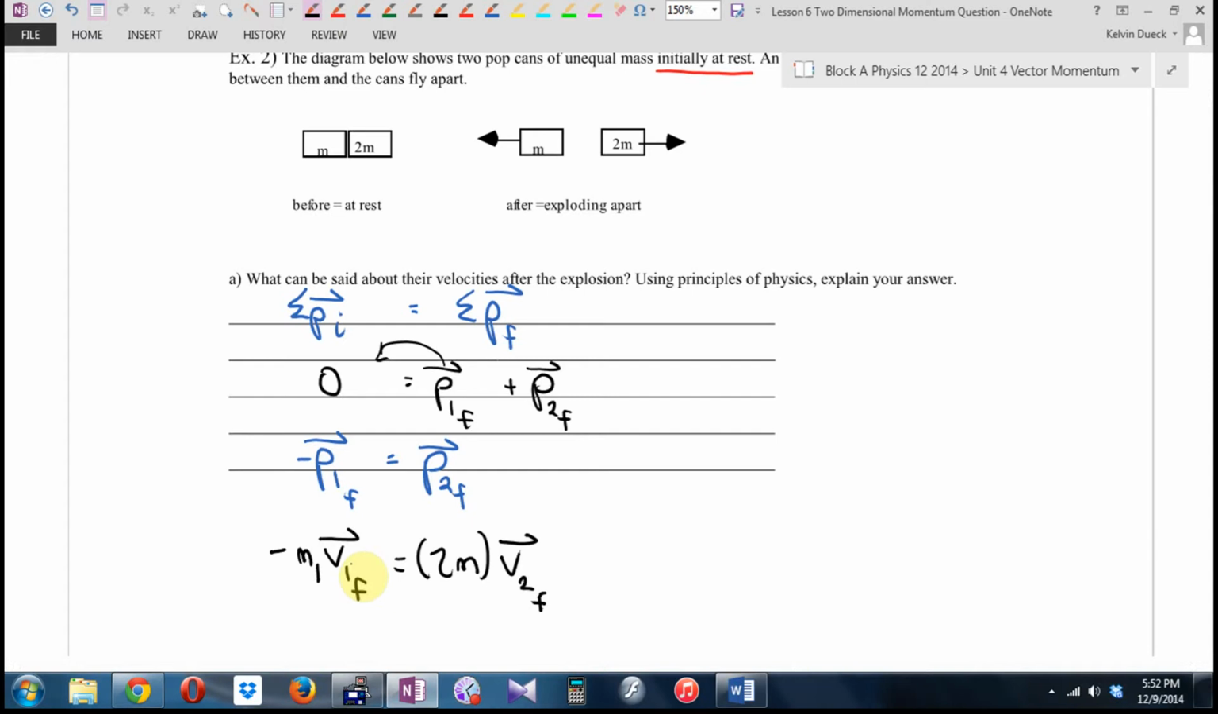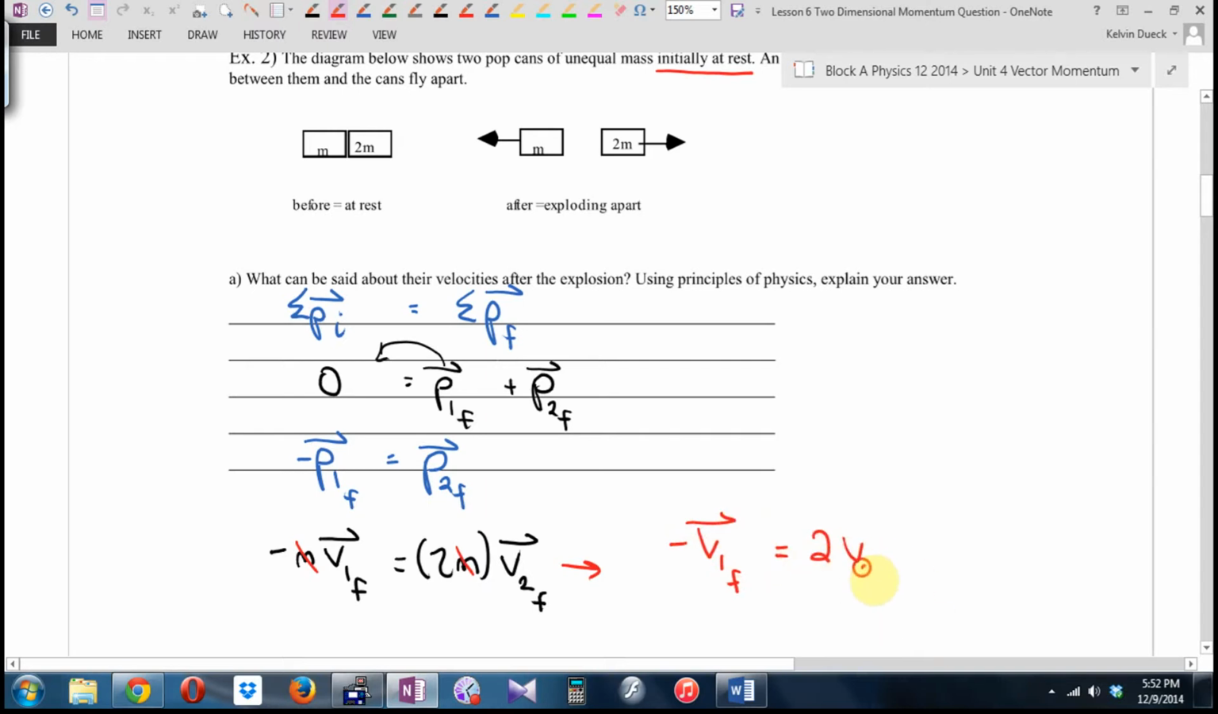Oh, I didn't really need to put an M1. I think the M's are identical. One's M, one's 2M. Is there an M in everything? You know what? In this weird example, negative V1 final equals 2 V2 final. Now let's interpret this.